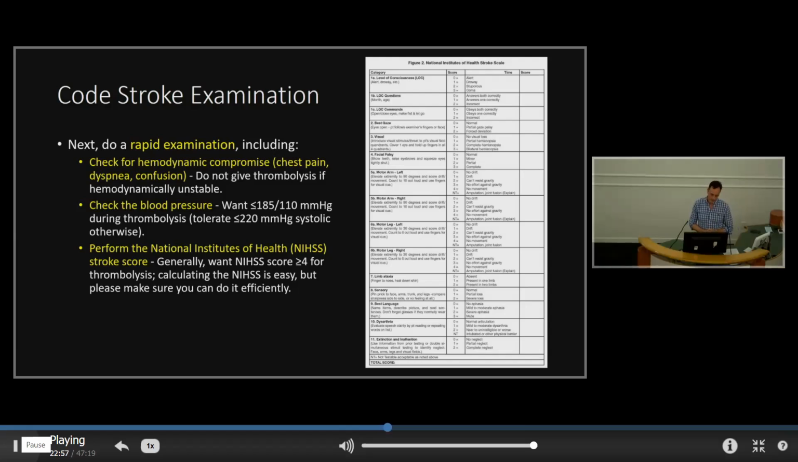And we generally want the score to be at a 4 or greater, indicating a stroke that is at least sort of mild to moderate severity or greater, before we'll consider thrombolysis. If it's a 1 or a 2, we generally won't thrombolyze. A 3, kind of debatable, depends on how the neurologist feels.